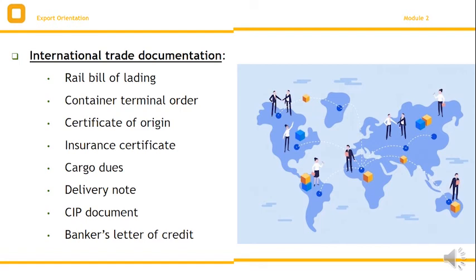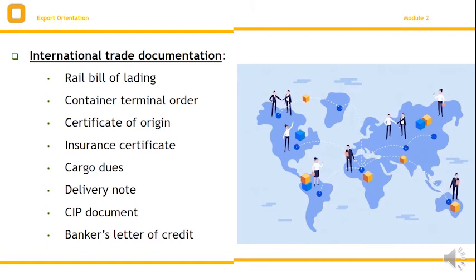Then the other document we look at is the delivery note. This document goes hand in hand with the shipment and it has the details of the goods that are being delivered, as well as the grade and the quantity of goods that are being delivered, and it needs to be signed by the buyer and sent back to the exporter as proof that the goods have been delivered.